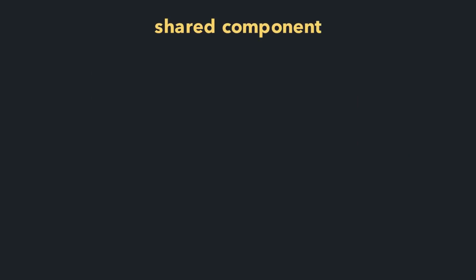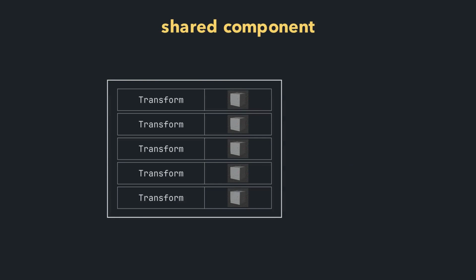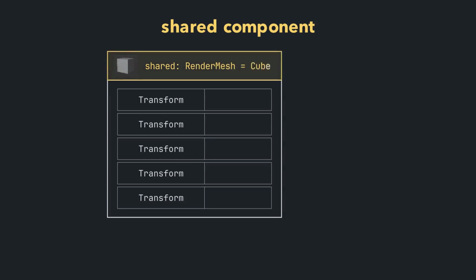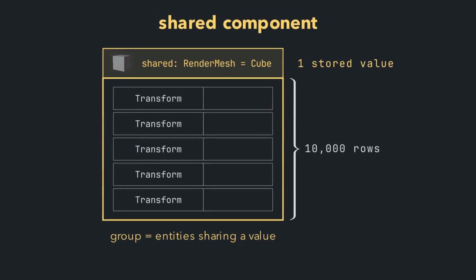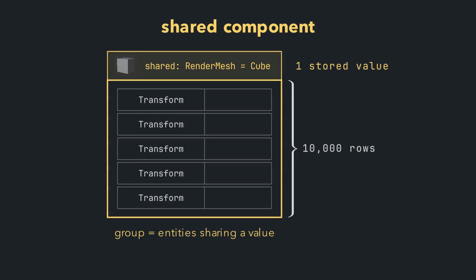A shared component is how Unity closes that gap. You mark one component as shared, and its value gets lifted out of the entity rows and stored once on the chunk itself. Every entity in that chunk implicitly has the cube mesh, and none of them carries a copy of it. Two things fall out of that. You stop duplicating the value across 10,000 rows, and the chunk boundary starts meaning something new. It's now a group of entities that share a value, not just a group that shares a shape.